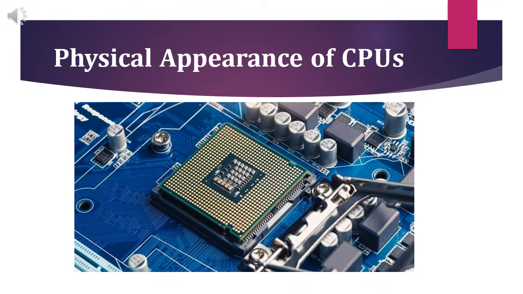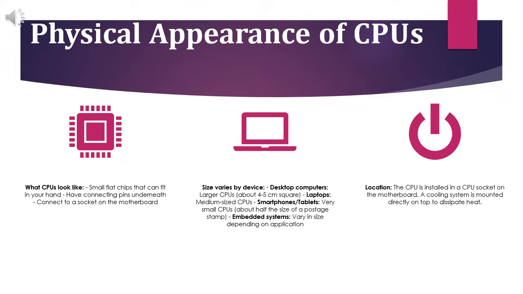Physical appearance of the CPU. Below is an image of the CPU on the motherboard. What do CPUs actually look like? They are small flat chips that can fit in the palm of your hand. If you flip one over, you will see many tiny connecting pins. These pins allow the chip to plug directly into a socket on the computer's motherboard.